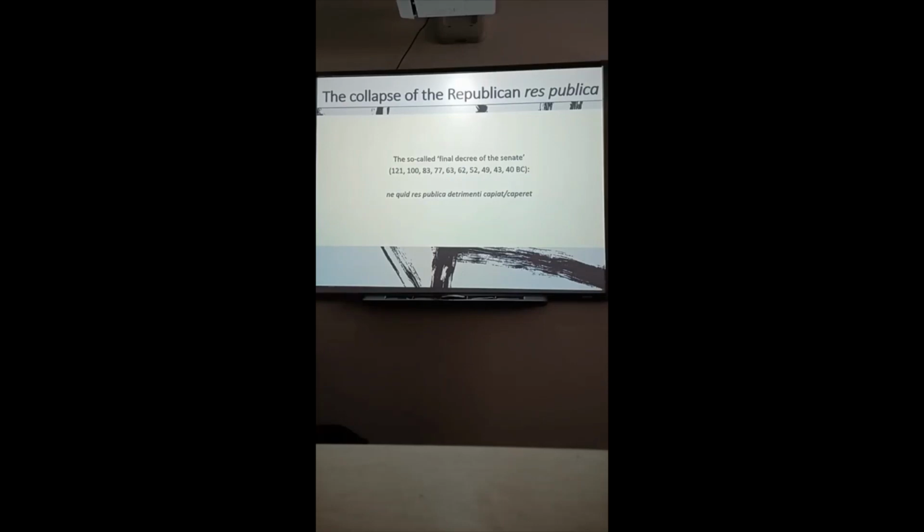And throughout this period, these are the dates in brackets, so from 121 onwards, we have several instances of the Roman Senate passing a decree, which is effectively a decision that the Senate as a collective body have made, asking the consuls and other magistrates, so those are the annually elected officers of the Roman state, to do whatever is necessary to prevent the res publica, the Roman state, from suffering any harm. And this is often referred to in the scholarship as the final decree of the Senate, the Senatus Consultum Ultimum. That is not a term that the Romans themselves used of the decree. It comes from the way that Julius Caesar describes this decree when it was passed against him in 49.